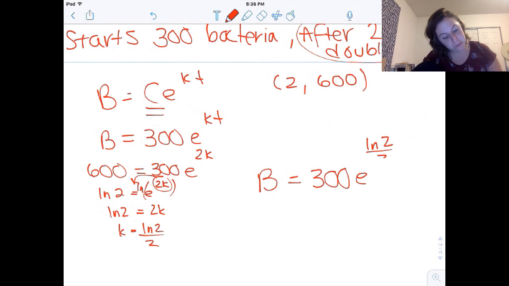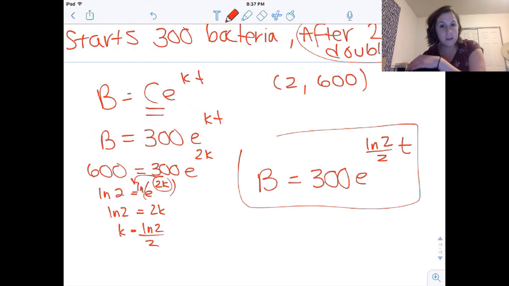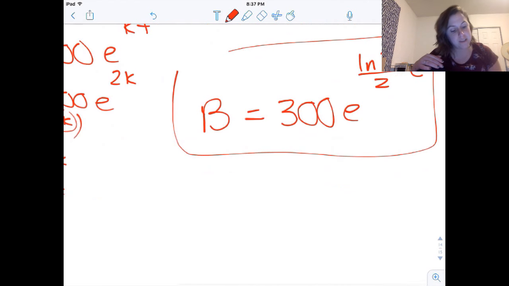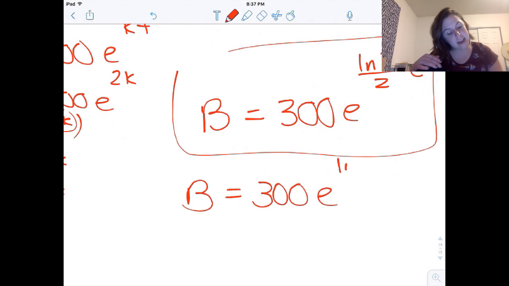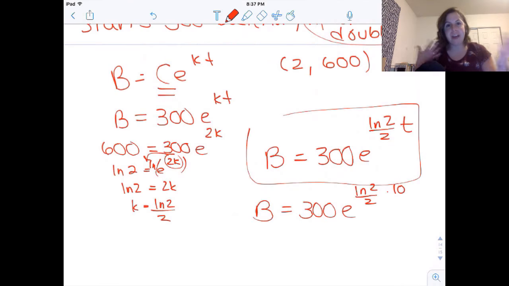Now, they could go a step further and they could say, okay, how many bacteria would there be after 10 hours? And all you would have to do is say, okay, the number of bacteria would be 300 e to the (ln 2 over 2) times 10, right? That really is the PERT stuff that we're doing. Anytime you see one of these two things, either in words or symbols, go right to this.